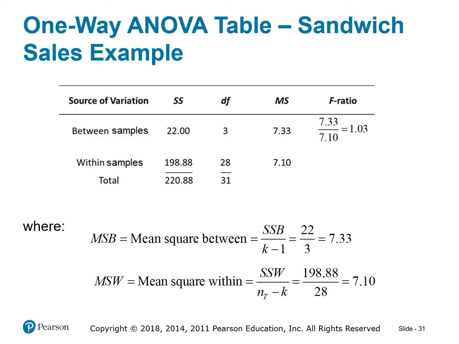All right, so here's our sandwich example where I've finished filling out the table. Now my F here is not very big. It's 1.03, which is kind of disappointing, to be honest.